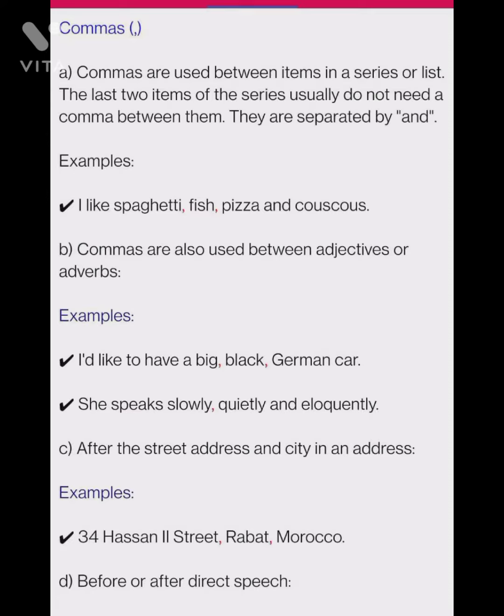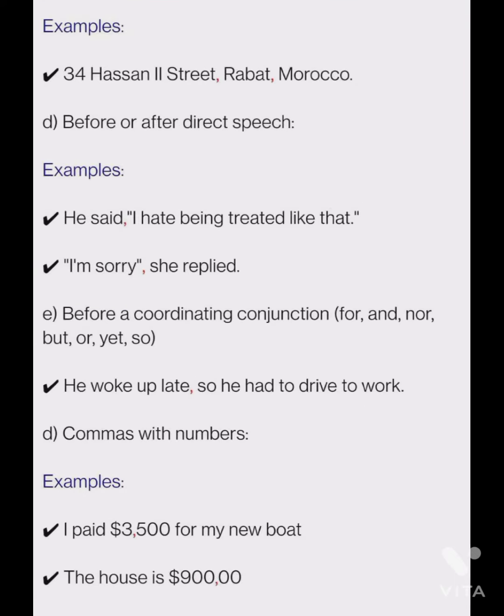After the street names and cities in an address, we also use commas. Example: 34 Hansa, 11th Street, Rabat, Morocco. So this is how we use a comma for addresses. We also use a comma before and after direct speech.